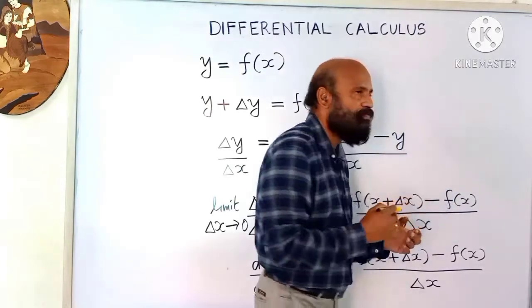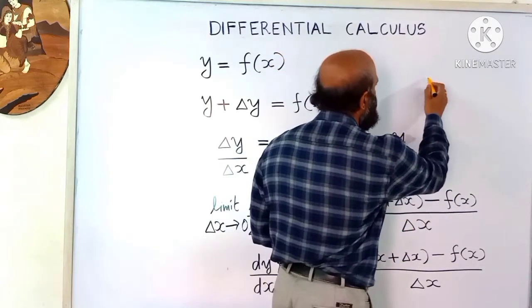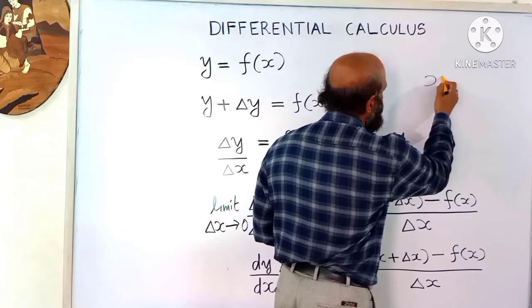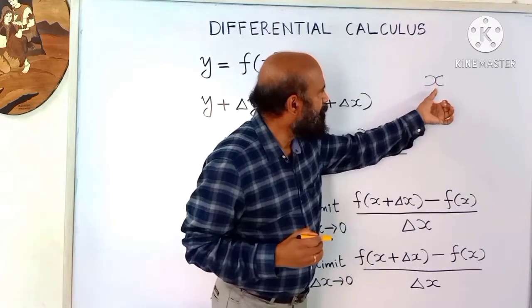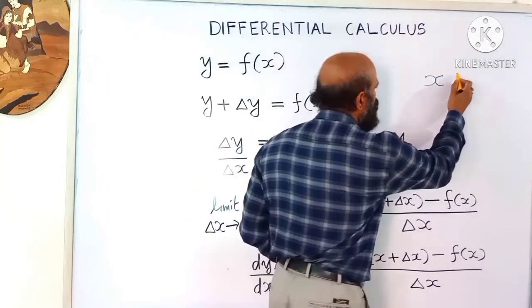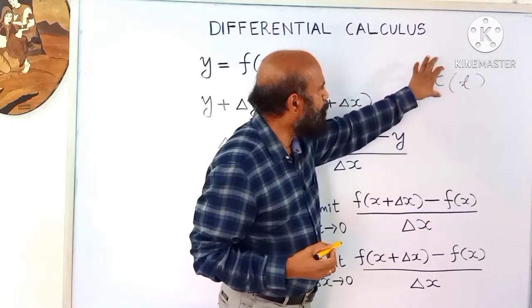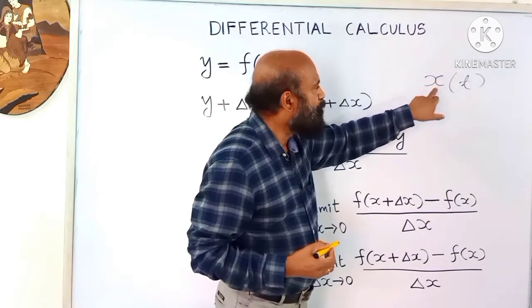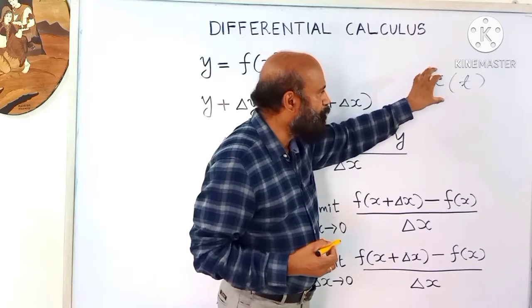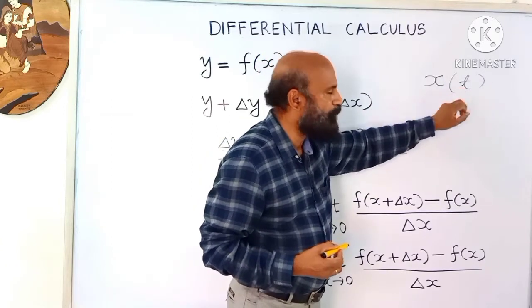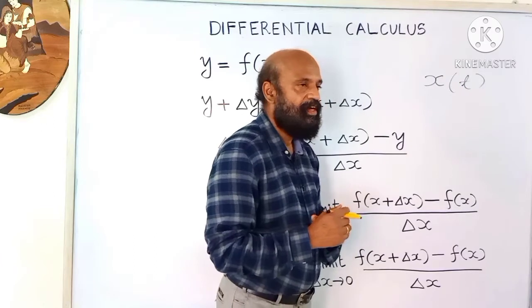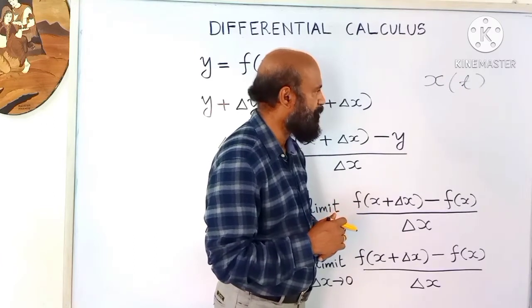In physics, we will come across physical quantities. For example, x, the displacement, is a function of time. When time changes, displacement is changing. So, the rate of change of displacement with respect to time is called velocity. The rate of change of velocity is acceleration.